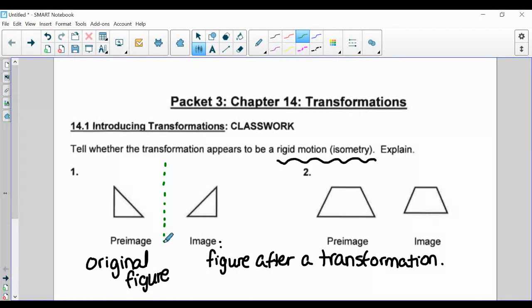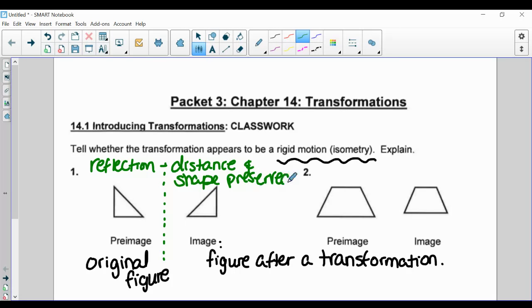We say yes, it's a rigid motion because a reflection has occurred. And with a reflection, distance is preserved. The shape is preserved. And reflection happens to be one of the transformations that we say is an isometry or is a rigid motion because it preserves distance and shape. Now, in terms of distance, I'm talking about the lengths of the sides. So if this happens to be 2, even though it's been reflected, this side will remain as 2.